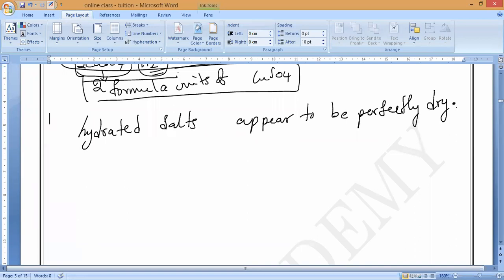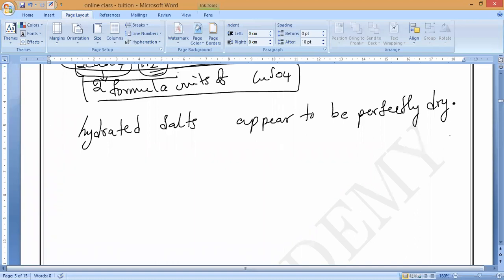They will ask you an assertion and reason. Assertion: hydrated salts appear to be perfectly dry. Reason: because they contain free water. Is it true? Which one is correct? A is correct, B is wrong. Now, one more assertion and reason: hydrated salts appear to be wet in nature because they contain water of crystallization. Which one? A is false, and hydrated salts contain water of crystallization. So the reason is true, the assertion is false. Is it yes or no, guys? You should remember that.